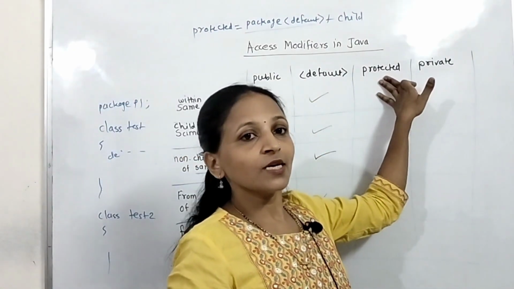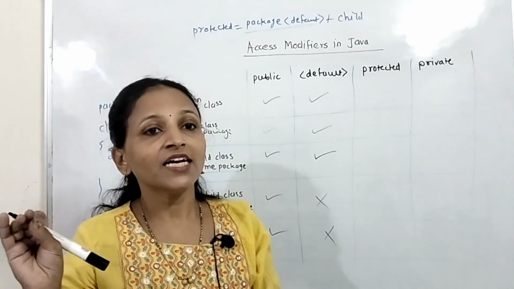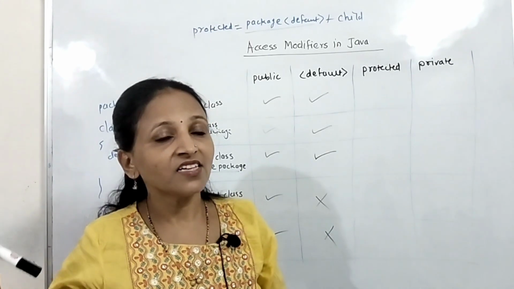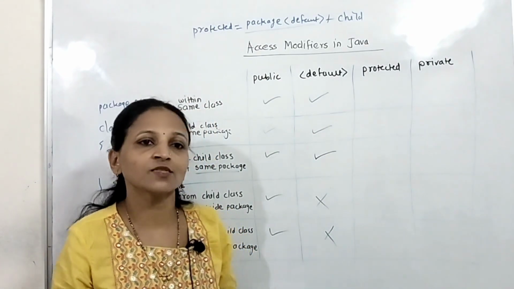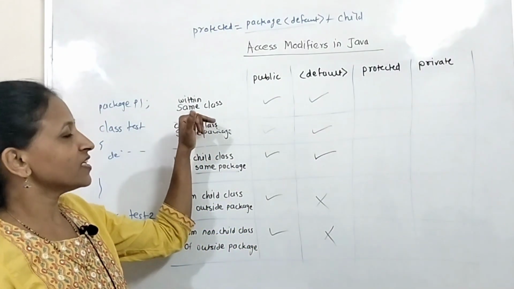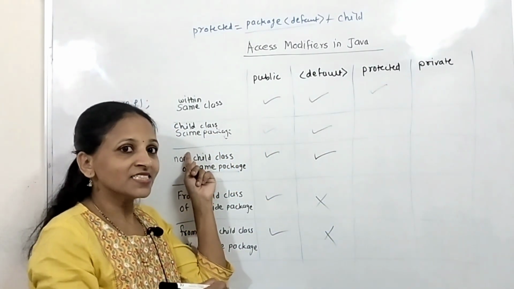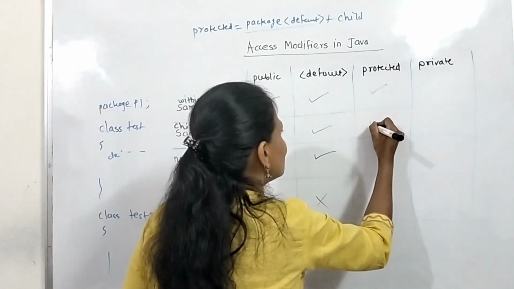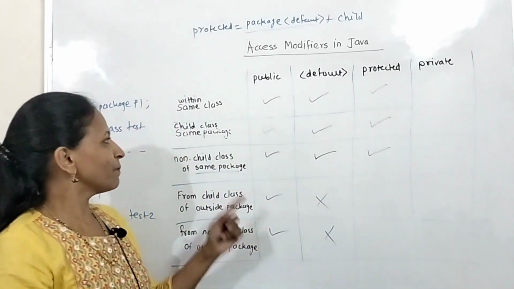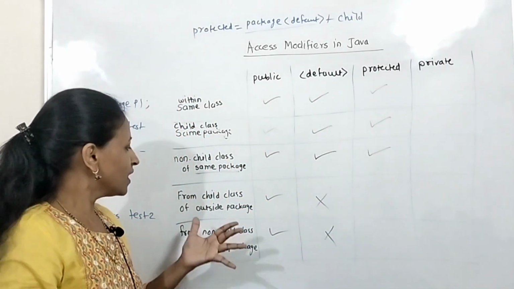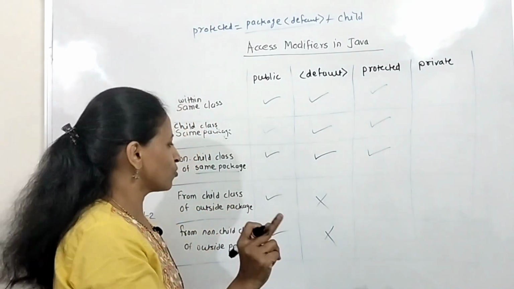Now next one is protected members. See, protected members are accessible within the same package and in a child class in other package. Okay, outside that package, if there is any child class, there also you can access protected members of a class. Now see, within the same class, of course we can access. Within the same package, protected members are accessible, whether it may be a child class or non-child class, no problem.